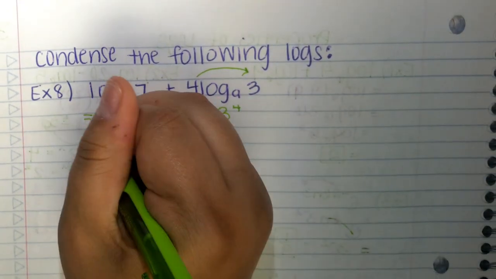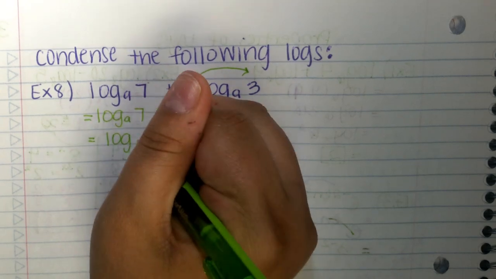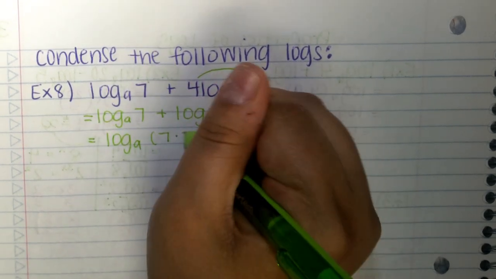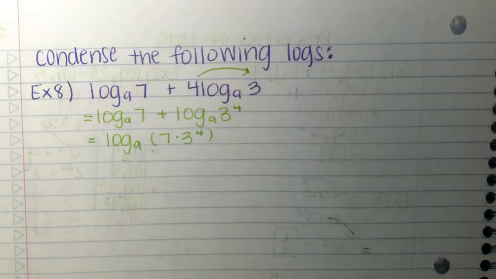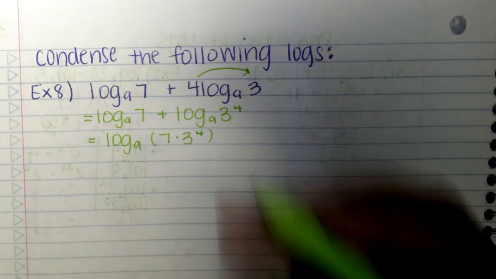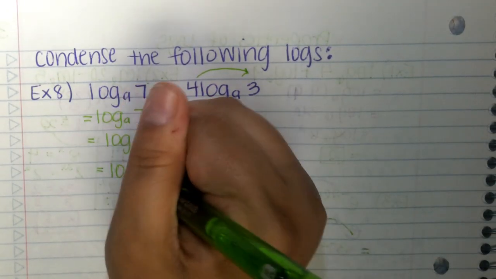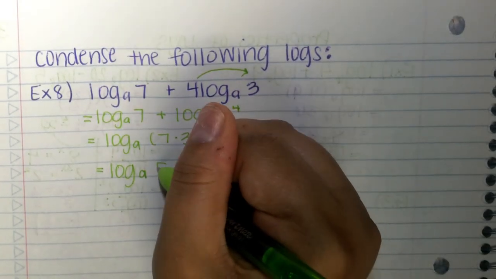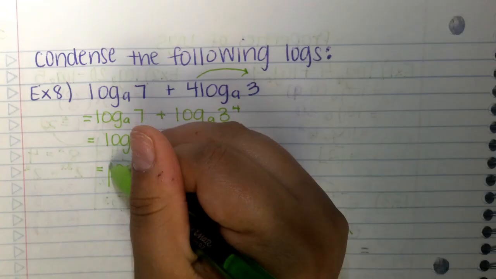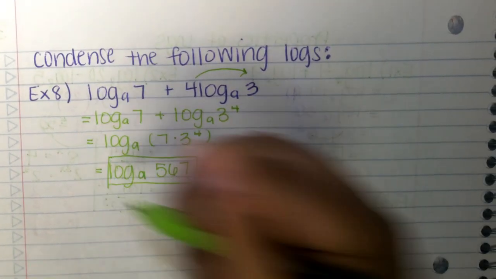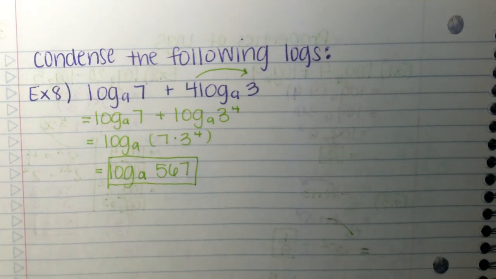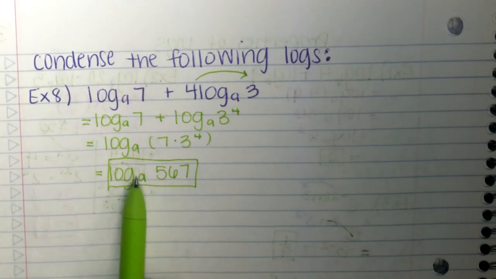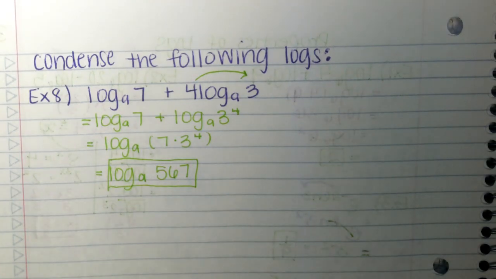Alright, now what do I do? Now I'm going to multiply. And if you multiply, do y'all know what 3 to the 4th is? Yes. 81 times 7 is? I mean, that's the answer. Alright, we've condensed this, we're done. If this was a number, then you would keep going to simplify it, but we can't. It's an A. We can't do anything with that.